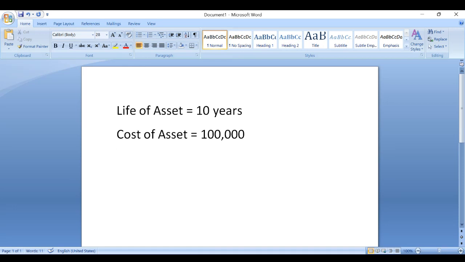So that means the asset is to be used for 10 years. So depreciation is equal to 1 lakh divided by 10, which is 10,000 every year.